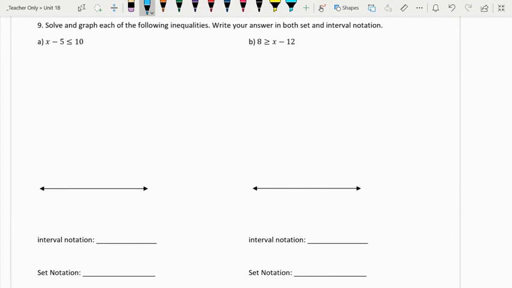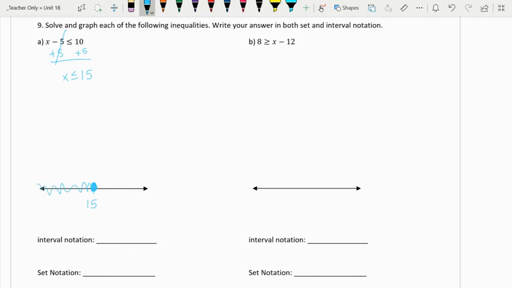The last two that we're going to do today is just a little bit of solving. So we're going to solve it and then we're going to graph it. On the first one, if you add 5 to both sides, you're left with x is less than or equal to 15. So we plot 15. It's going to be a closed circle because it is equal to, and less than is to the left.